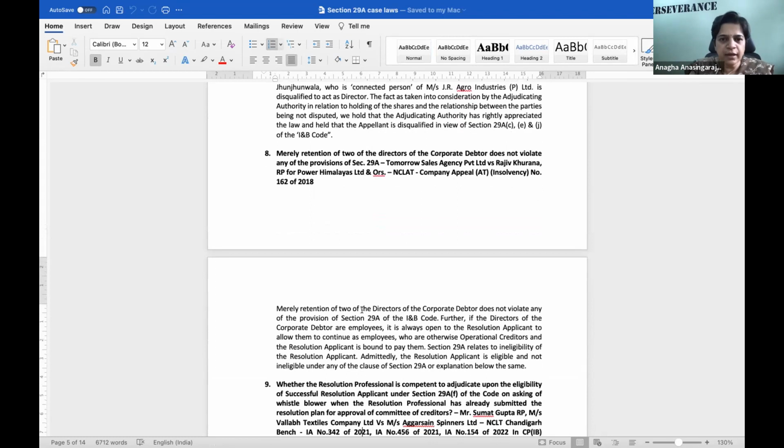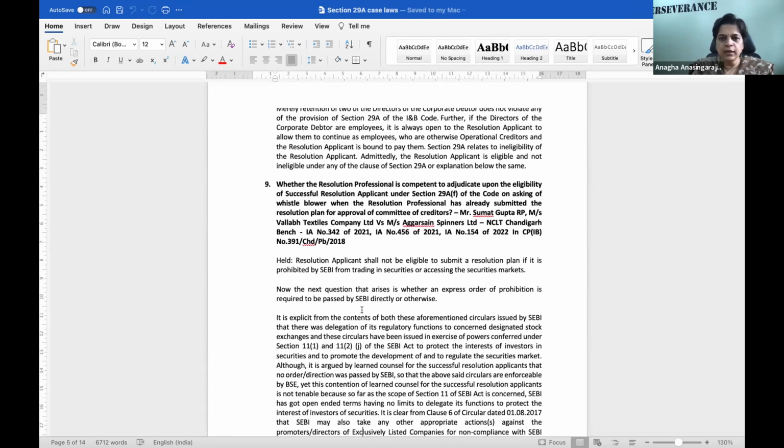Then the next case law is where merely retaining 2 of the directors of the CD does not violate any of the provisions of 29A. In this case only 2 directors were common directors, and these directors of the CD were employees. It was always open to the resolution applicant to allow them to continue as employees, but not as directors. And these were anyway the operational creditors of the company. The question here was whether this particular resolution applicant is eligible under 29A or not. Merely retaining these 2 persons does not make them ineligible. They are not related parties of the CD.